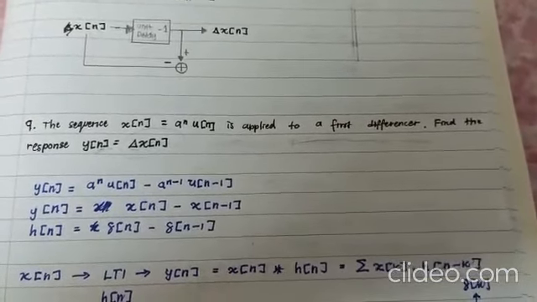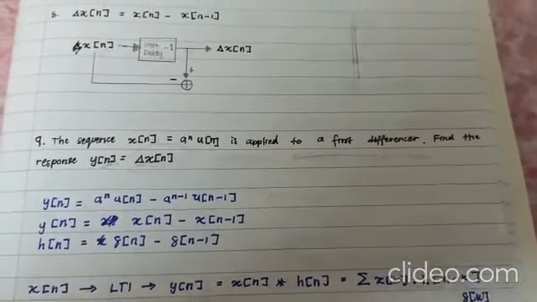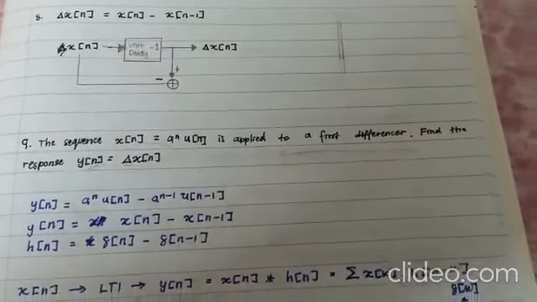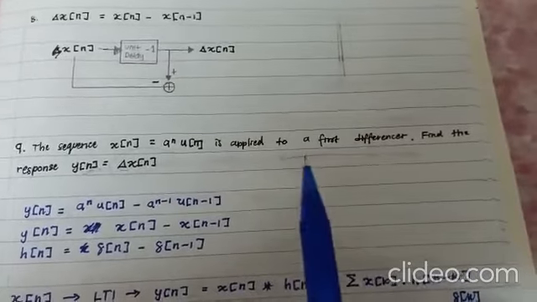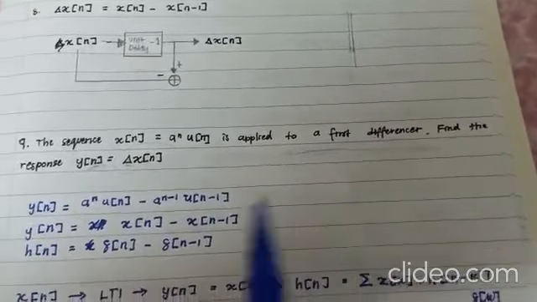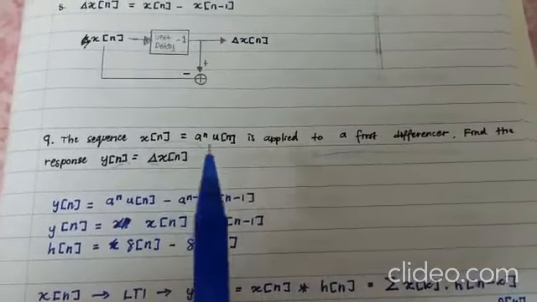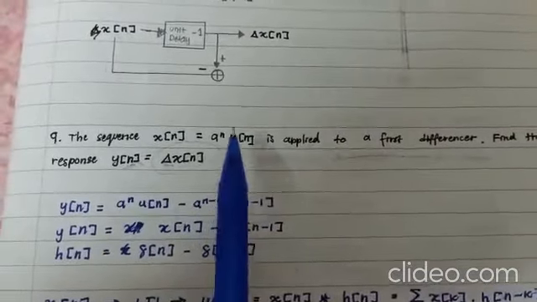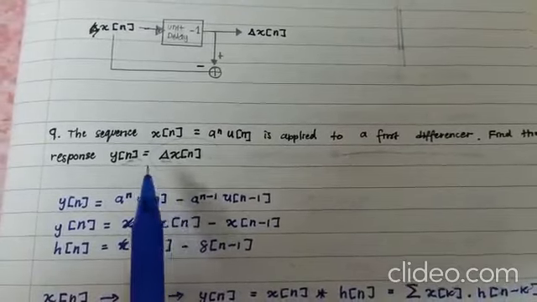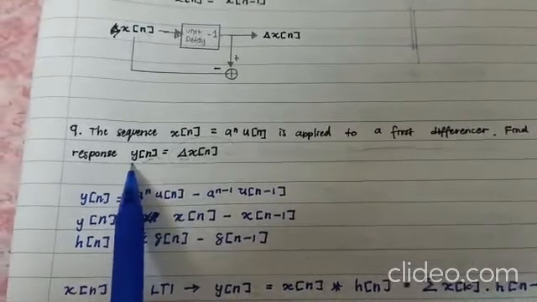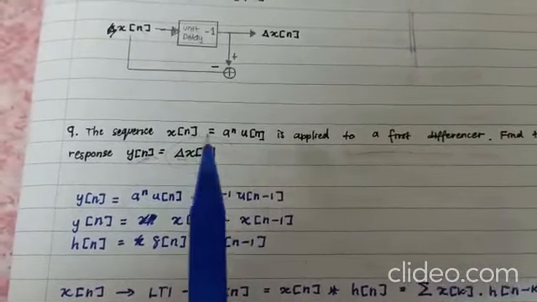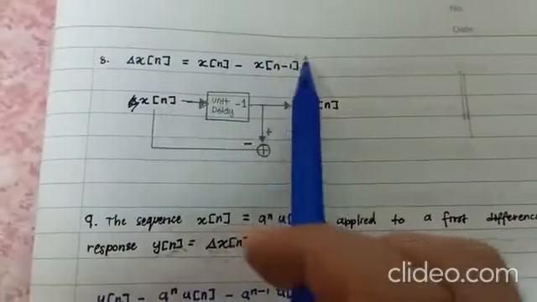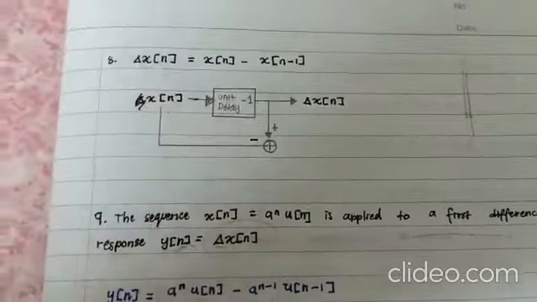So today I will explain how to answer question number 9, which is: the sequence xn equal to a^n u[n] is applied to a first differentiator. Find the response yn. First of all, the information we get here is that yn equals the differentiator of xn, which we can get from the previous question, question number 8.